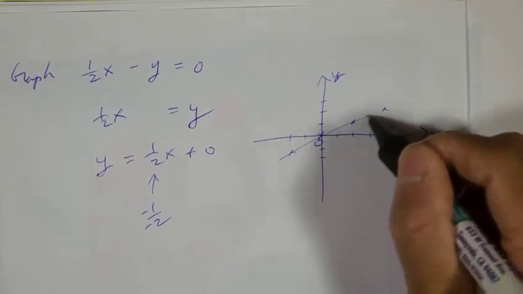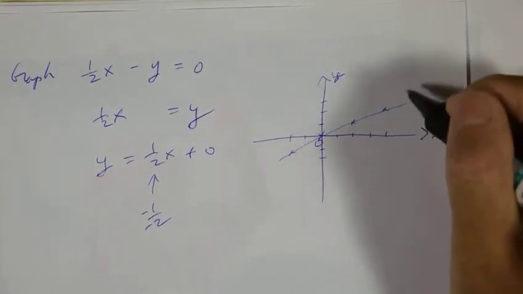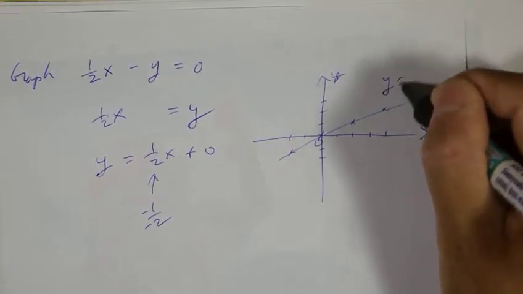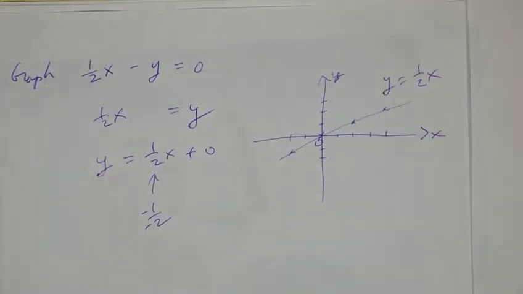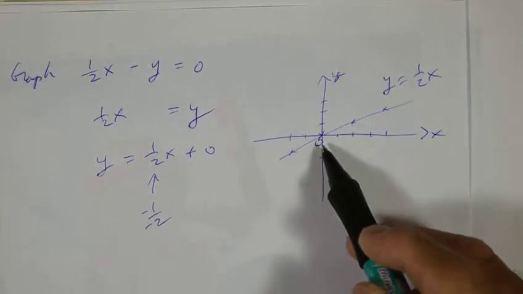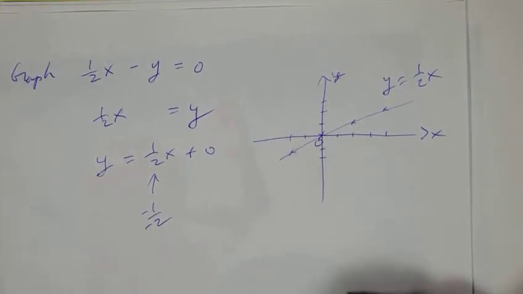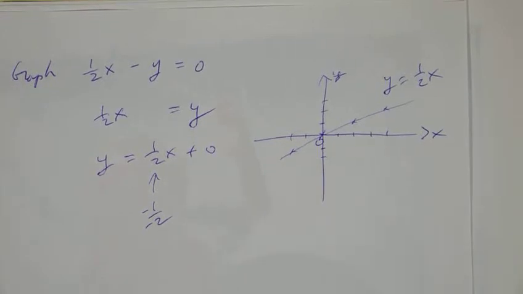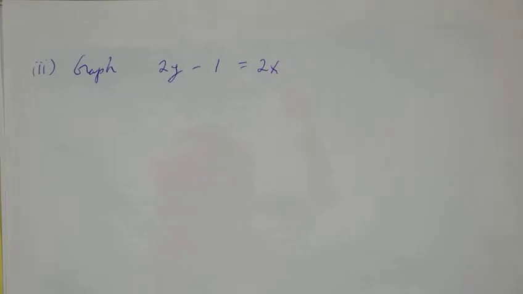What do you have? So you have y equal to 1/2 x. In this case, the origin is both the x and y-intercept. Alright? So let me end the video by doing one more example.